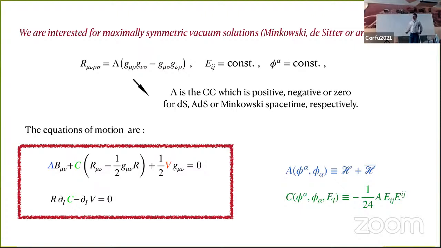So now the equations of motion that we get have this form. As you see here is the Bach tensor. Now we have new terms. Here, for example, this is the Einstein tensor. And we also have new functions labeled A that depends on the holomorphic functions H, and the C that also depends on the fields E, and we have the potential V.